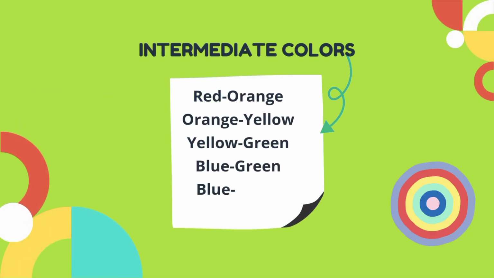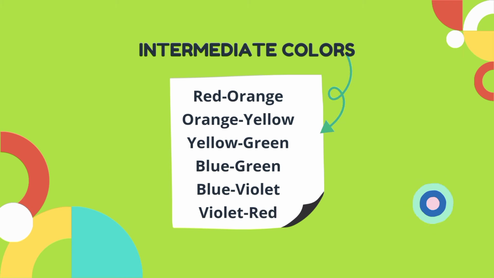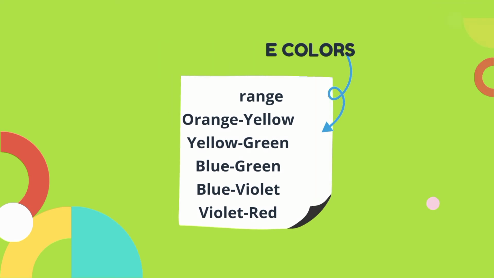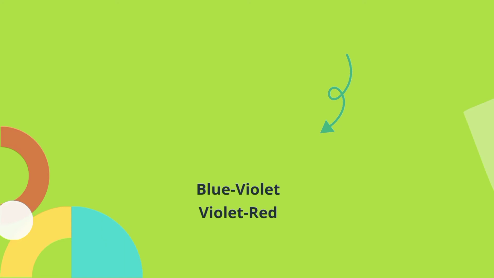Intermediate colors are produced by mixing 2 equal amounts of primary and secondary colors. The intermediate colors are red-orange, orange-yellow, yellow-green, blue-green, blue-violet, and violet-red.